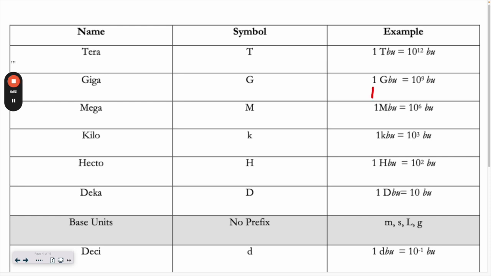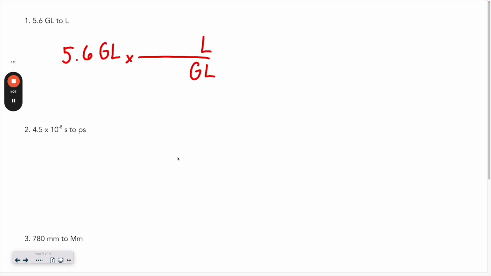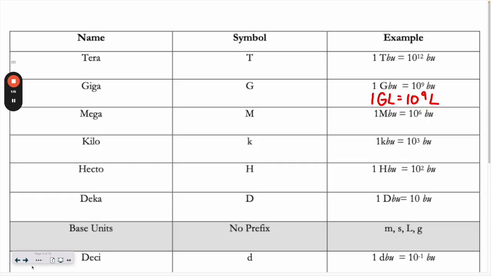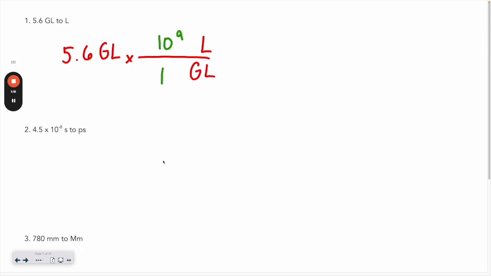1 gigaliter, 1 GL, is 10 to the 9th liters. All right, so I'm now gonna plug in that relationship in here. I am told that 1 gigaliter is 10 to the 9th liters. So I'm going to take 5.6. I'm gonna quickly double check that, yep, 10 to the 9th, cool. Since the 10 to the 9th is in the numerator, I'm going to be multiplying 5.6 by 10 to the 9th. So that gives me 5.6 times 10 to the 9th, and my units are liters.